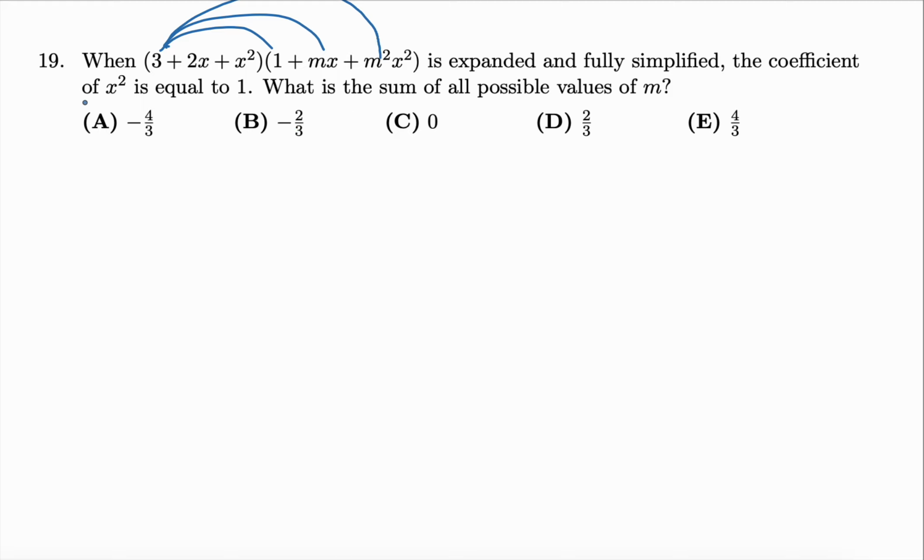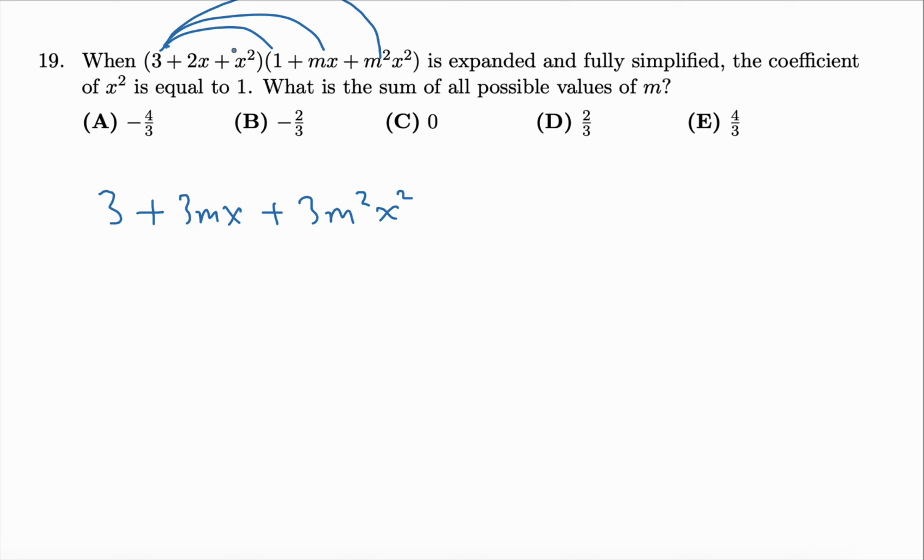But to simplify this a little bit, the only terms that we care about are the terms that contain an x squared. So for example, 3 times 1 is 3. 3 times mx is 3mx. And 3 times m squared x squared is 3m squared x squared. So we don't care about this. We don't care about this because they don't contain anything with x squared in it, right? But let's just do it anyway, just for the sake of clarity.